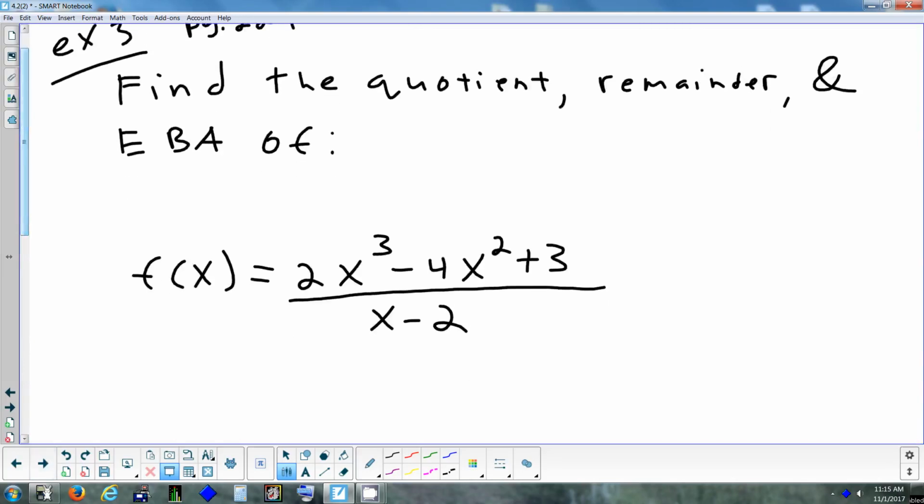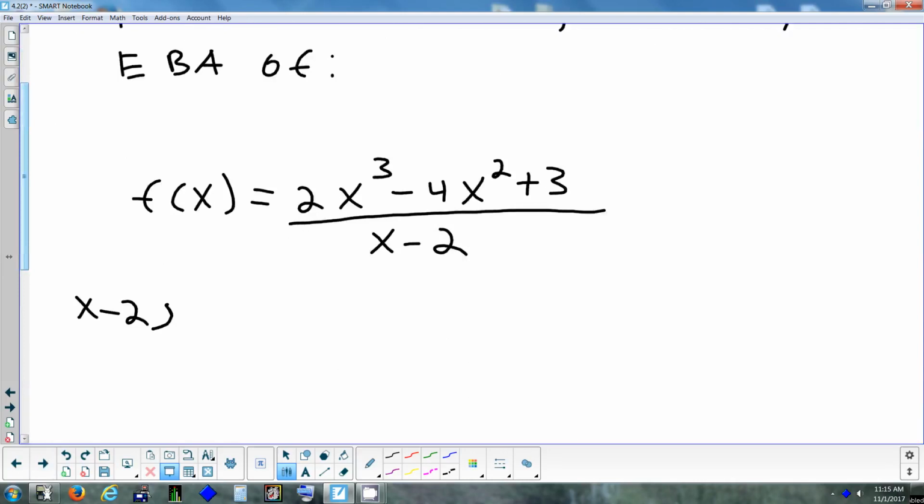So we could do this one with synthetic. We're not always going to be able to use synthetic. So do people want me to do it as synthetic or do it as long division? Long division, okay. So you're going to have to use long division. That always works. It's just not the fastest for this one.